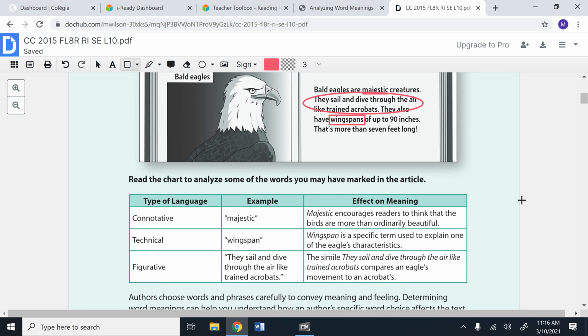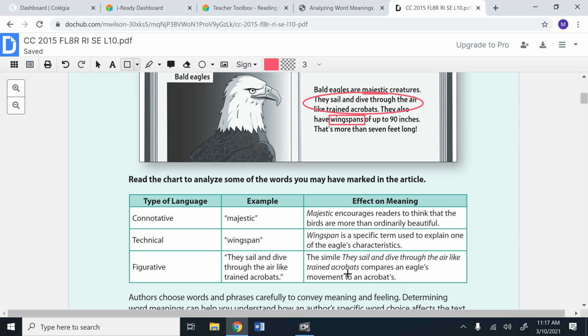Then it says, read the chart to analyze some of the words you may have marked in this article. So, looking at the type of language for connotative, the example we had underlined was majestic, and the effect on its meaning is that majestic encourages readers to think that the birds are more than ordinarily beautiful. In regards to our technical term, we had put a box around wingspan, which is a specific term used to explain one of the eagle's characteristics. Finally, in regards to the figurative language, we had circled they sail and dive through the air like trained acrobats.